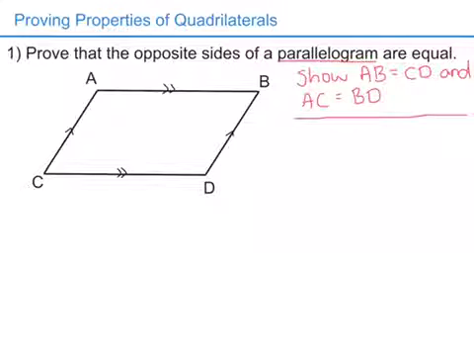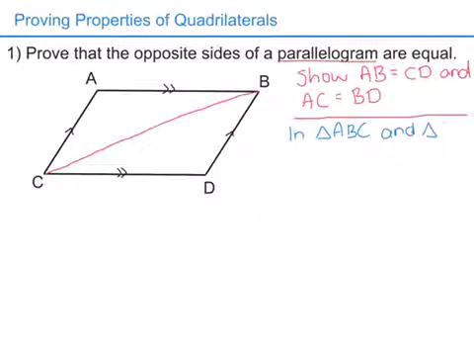Step 1 said to identify some congruent triangles inside our quadrilateral that involve the opposite side lengths. So the first thing I'm going to do is construct one of the diagonals of this shape. So let's construct diagonal BC. That gives us triangle ABC and triangle CDB that we can use. Remembering that we're not allowed to use the opposite side lengths, but anything else we already know about this parallelogram, we can go ahead and use in our proof.